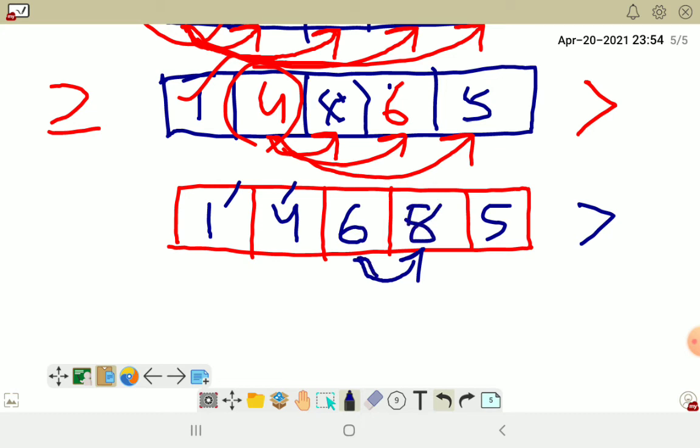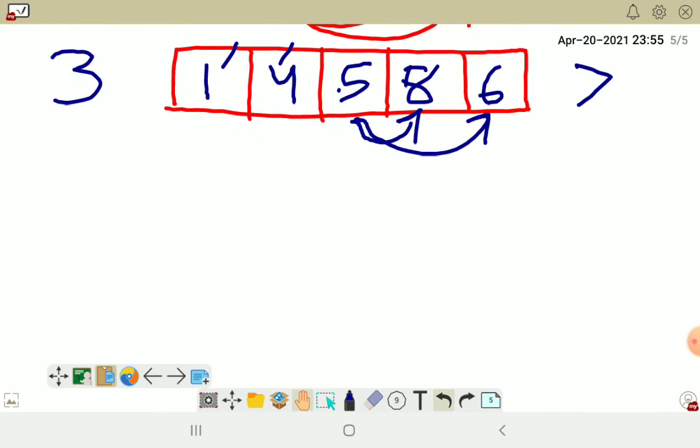Now the 6 will compare with 5, students. Is it greater? Again yes. So what will happen? Again the swap will be done. Swap means in 6's place who will appear? 5 will appear. And in 5's place who will appear? 6 will appear. Okay, the job is done. This is the third step we did. Now let's go for the next one.